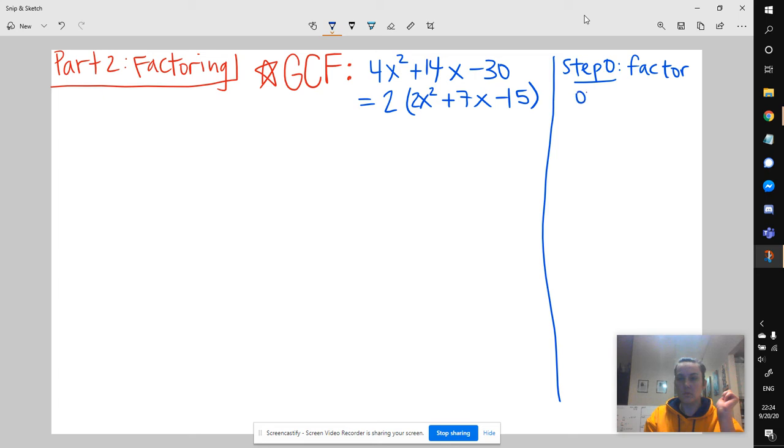Factor out the greatest common factor. Nice. Okay.